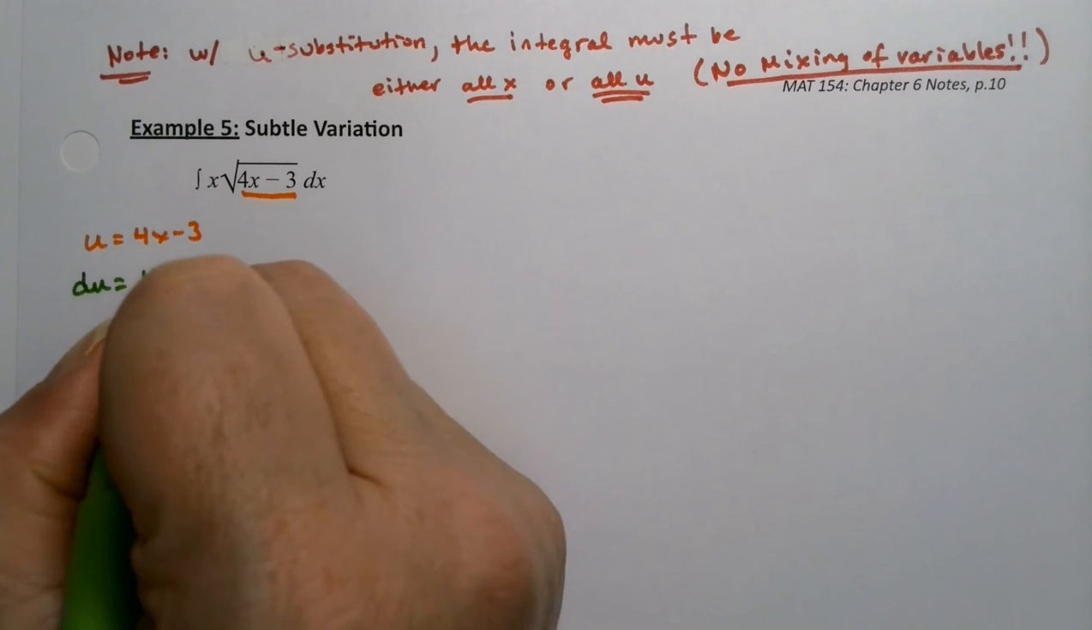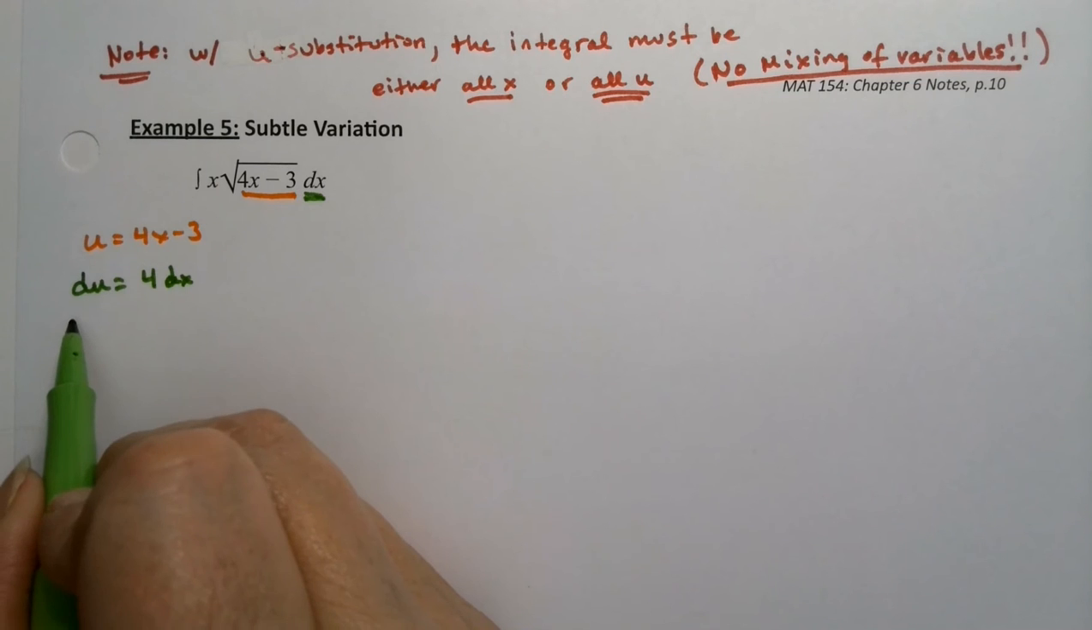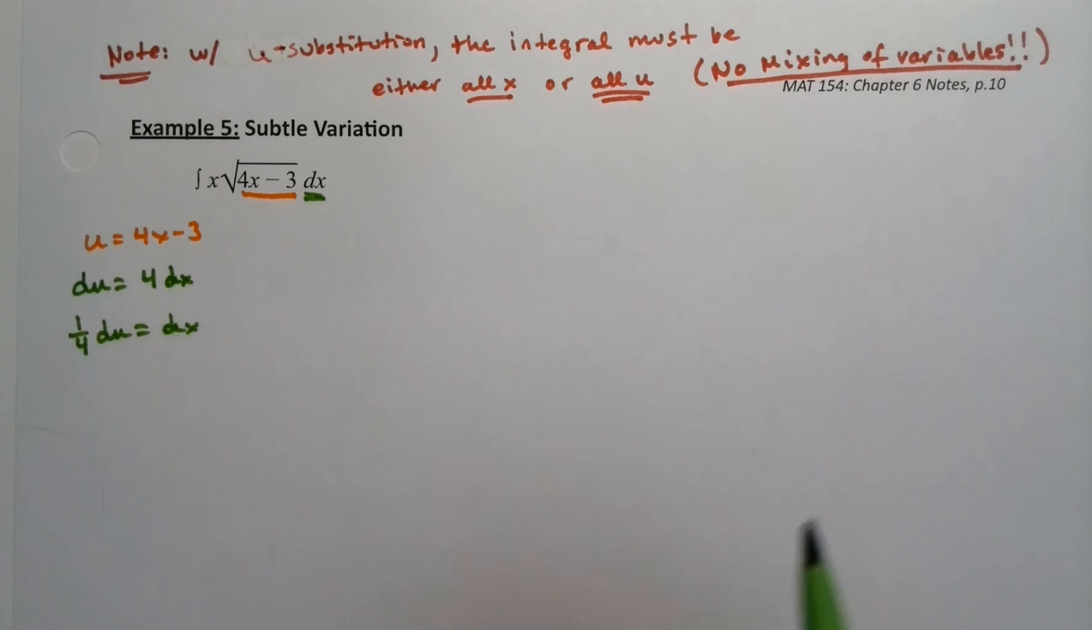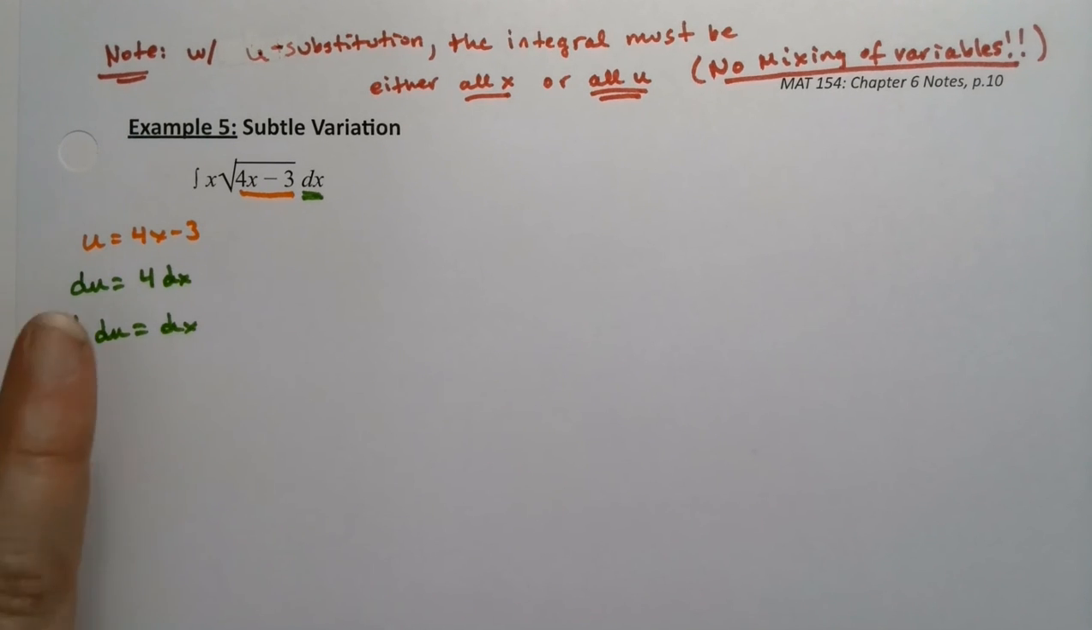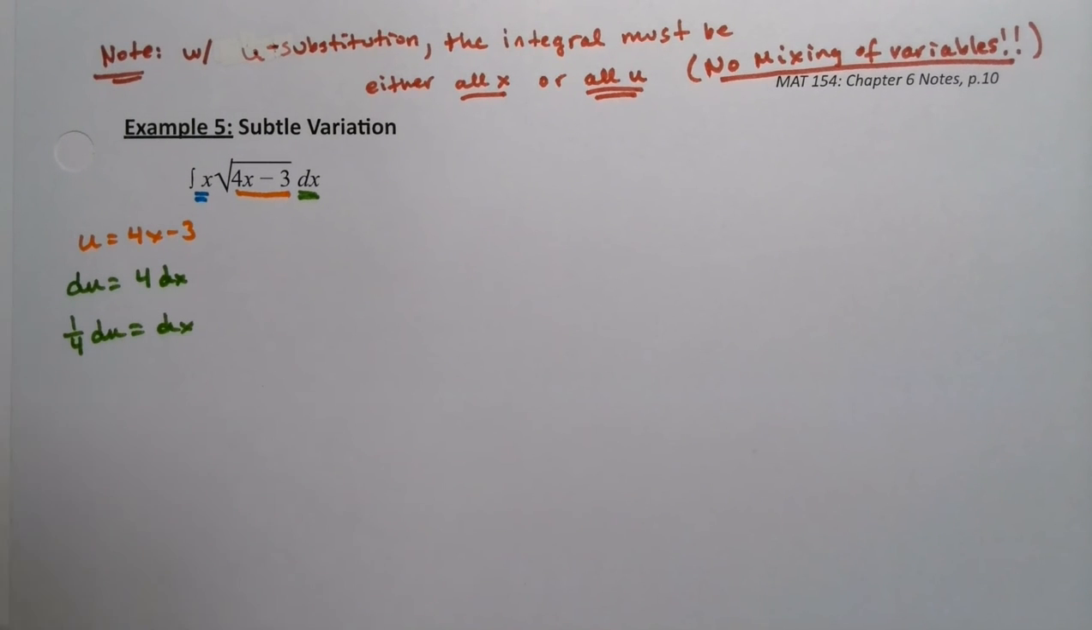Okay, well, I don't want the 4. I don't have an extra 4 in this problem. But I do want the dx part, no problem. So I'm going to say 1/4 du is equal to dx. Lovely. Problem. Because I haven't covered x. I don't have anything for it.